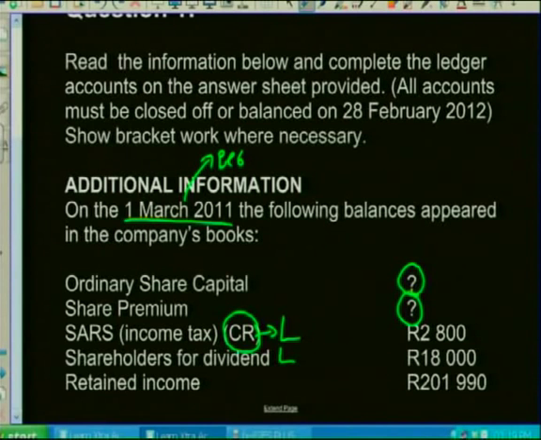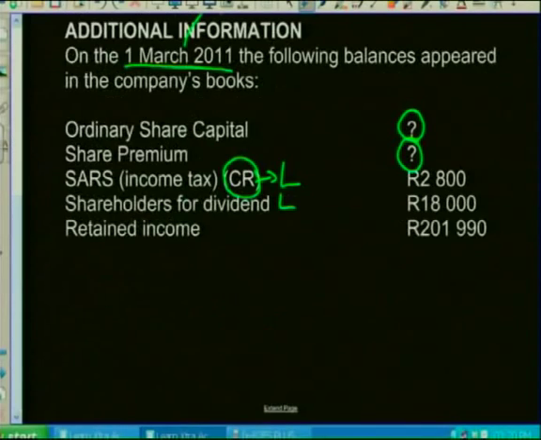Now remember, guys, I spoke about this right at the beginning, when I was explaining the concepts. Retained income is profits that the company is retaining or saving, in other words, profits that were not appropriated. Unappropriated profits. Another word for retained income is accumulated profits, profits that have added up over a period of time. Right, so if we look at our opening balances, because that is the starting point for your general ledger, let's start by calculating our ordinary share capital.